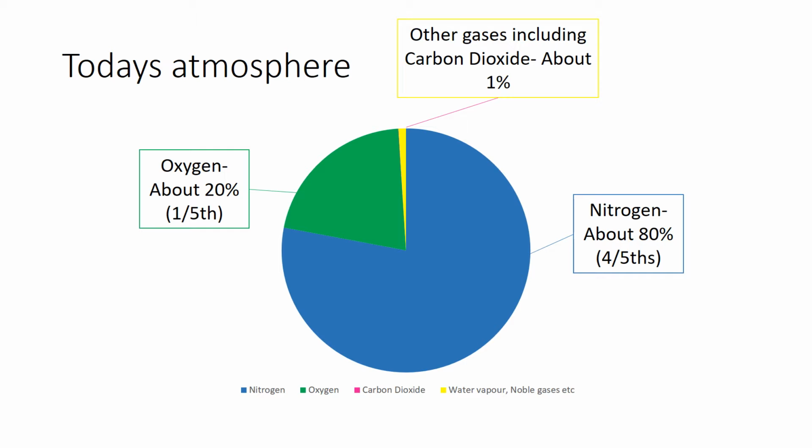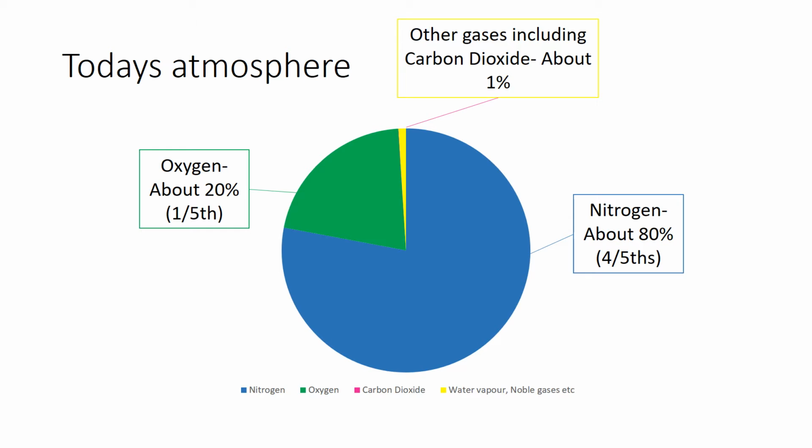You'll see the biggest proportion of gas is nitrogen, and that makes up around 80%, which is about 4/5. And then the next biggest amount of gas is oxygen, which makes up about 20%. And then the tiny little slither of about 1% is all the other gases. So that's including carbon dioxide, water vapor, and the noble gases like argon and xenon and things like that.